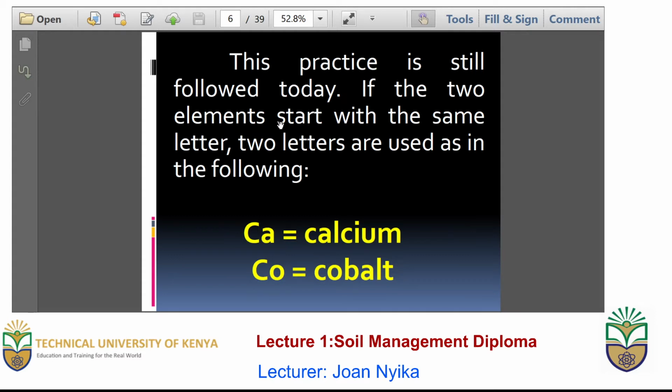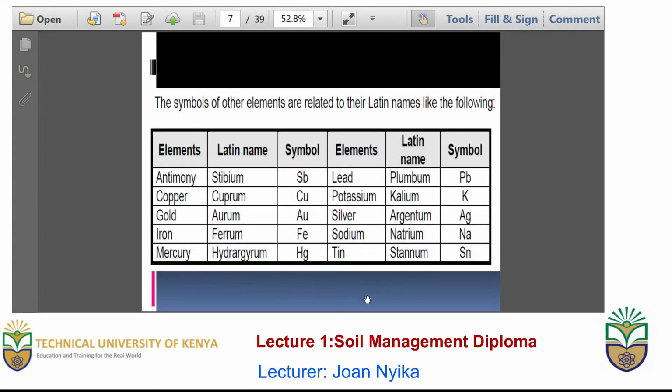For instance, look at these two elements, calcium and cobalt. If we were to use their first capital letter, they happen to share the same capital letter. John said that if there are such elements that have got the same capital letter from the start, you use the next two letters, with the first one being capital and the other one being small, and hence the formula for calcium as Ca and that of cobalt as Co.